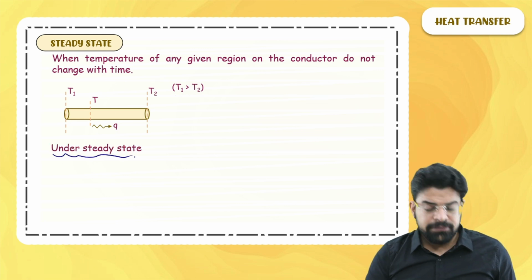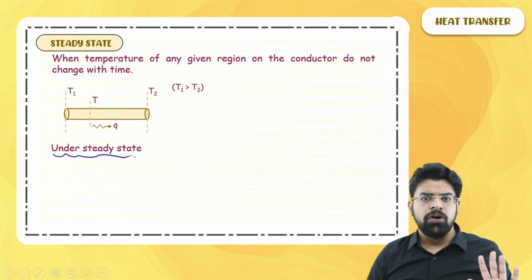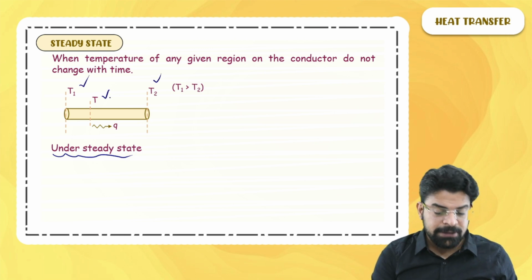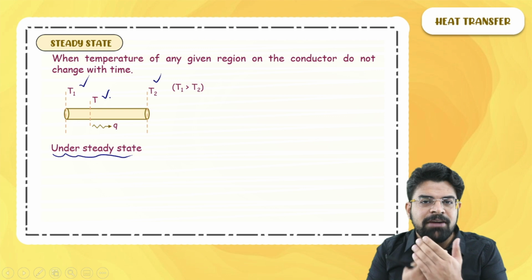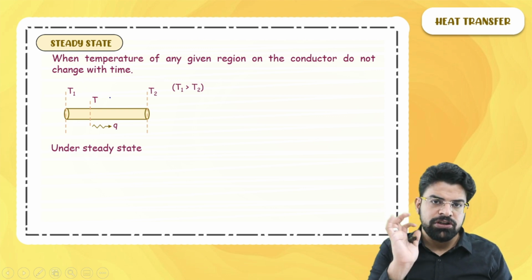under steady state, the temperature of any given place on this rod will be constant. It won't change with time. I'm not saying that T1 is the same as T2 is the same as T. Arre beta, if the temperature were the same, why would the heat flow? I'm saying that the temperature of any given region on this rod does not change with time.